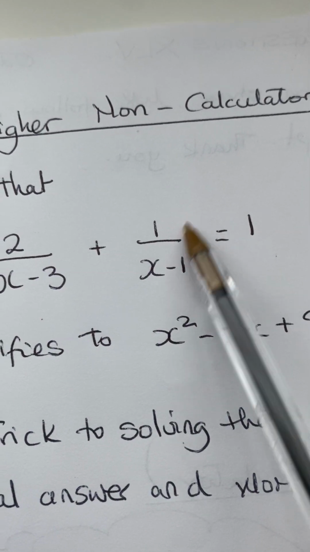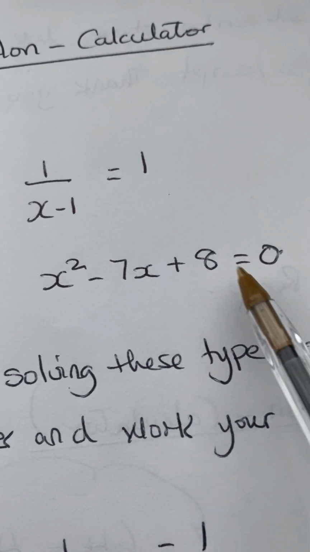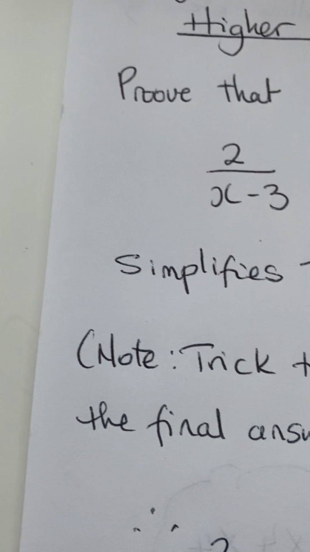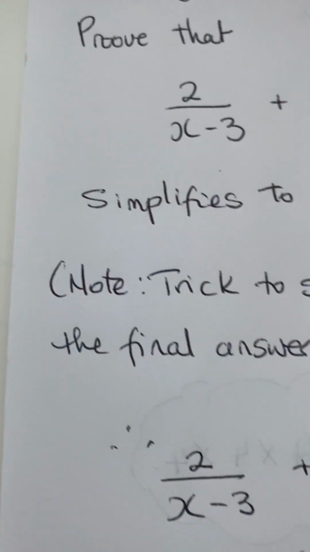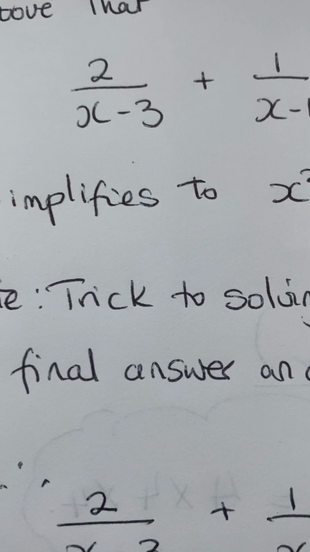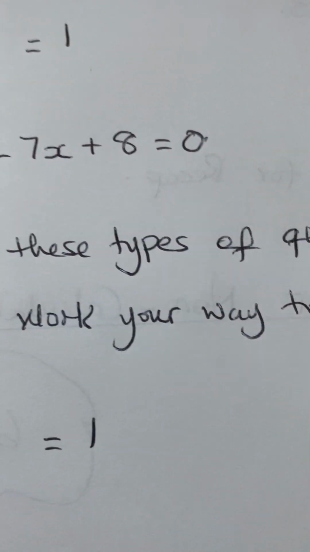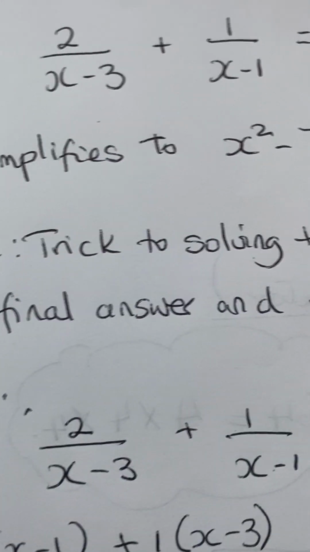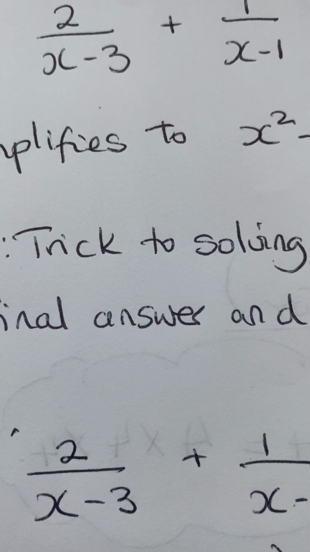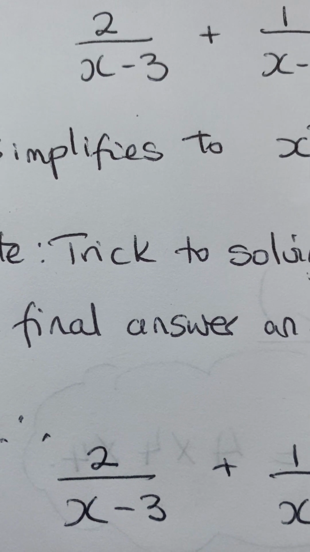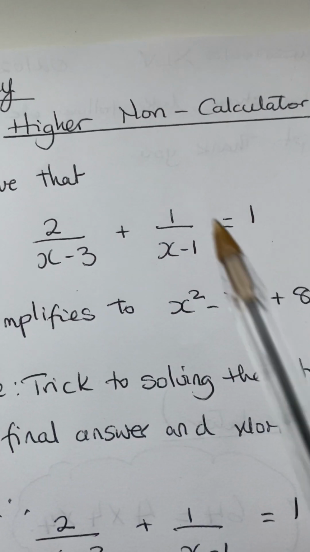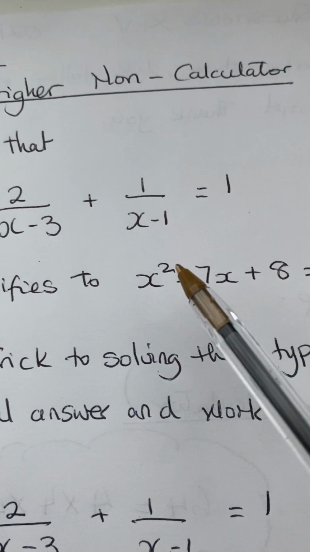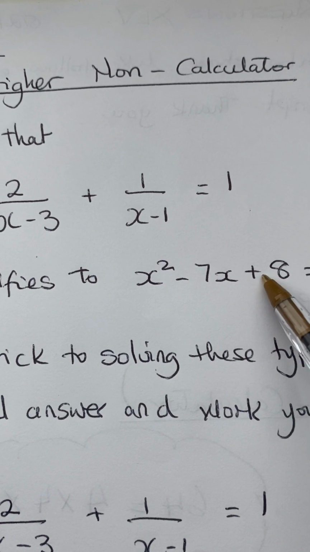This here will simplify to that equals 0. Okay, they said you should prove it. Now the trick to solving this type of question is to look at your final answer and work towards it. We solved some questions like that. So you are proving that this here equals this. So this is where you want to arrive at.